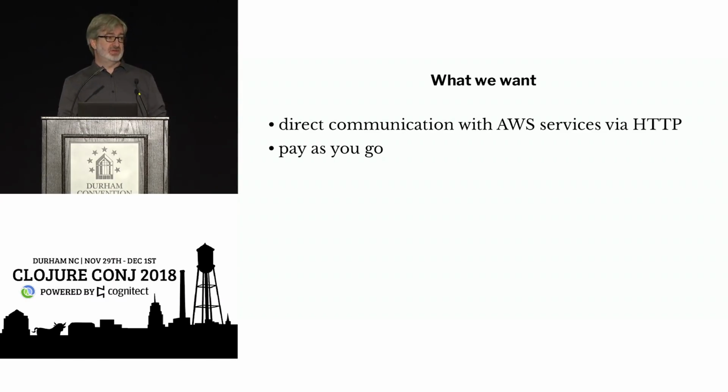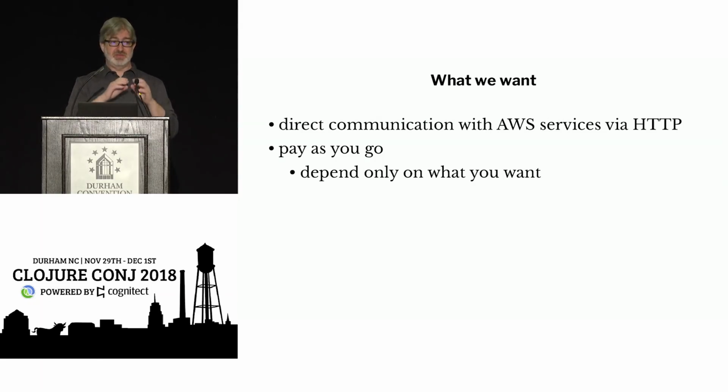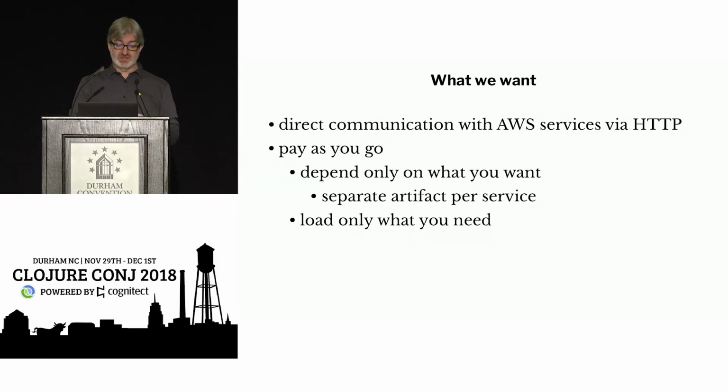We also want pay-as-you-go. We don't want to have to depend on the things that we're not going to use. So we want to be able to depend on only the services that we're going to be using in our application. We want a separate artifact for each different service, and we want to only load the stuff at runtime that you need. So when you've got things like documentation and Clojure specs, we don't need those running in our Lambdas. We need them when we're at the REPL and we're making things.